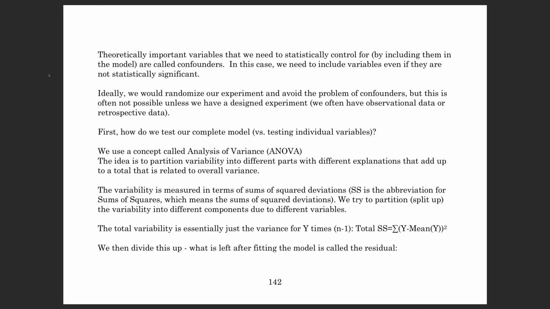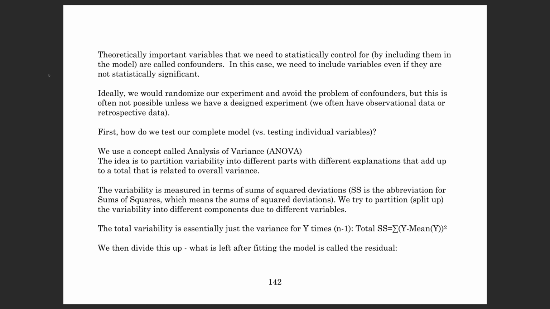So we're going to introduce a new concept. This concept is called analysis of variance. The idea behind analysis of variance is to try to partition the variability into different parts with different explanations that add up to the total variability that is related to the total variance. So this variability we're going to measure in terms of the sum of the squared deviations. So SS is just the abbreviation for sum of squares, which means the sum of squared deviations. So we're going to try and partition, which means split up, this variability into different components.